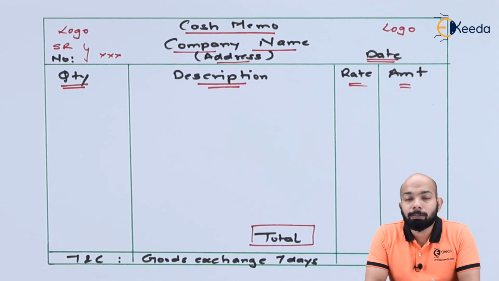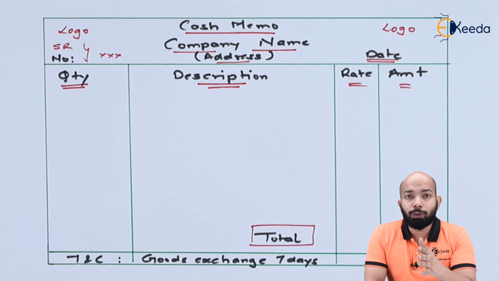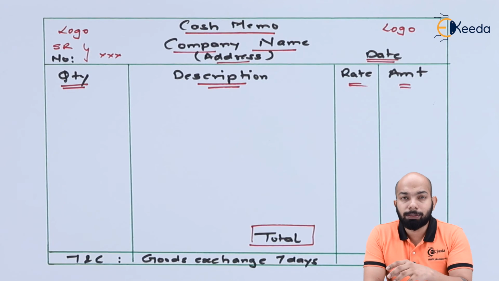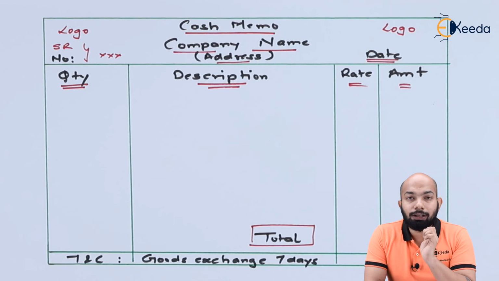Because in this specific memo, you will be mentioning different items altogether. So each item will have a different rate, different quantity being purchased, and the total amount will be different. Hence, this total will show the exact total of all the details. Hence, this is the transaction that we're talking about.